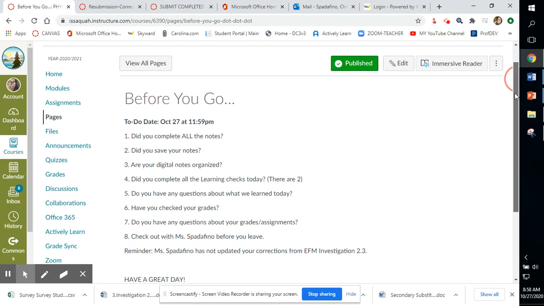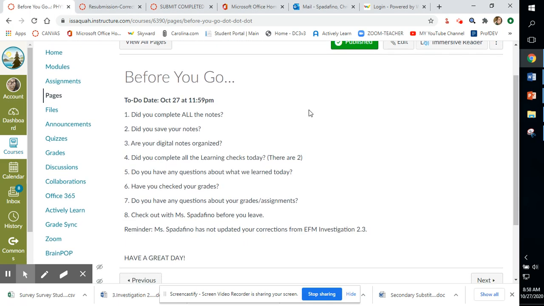Okay, before you go, here's a checklist. Did you complete all of the notes? There were two separate sections, one on unbalanced, balanced, and net force. There was a learning check.